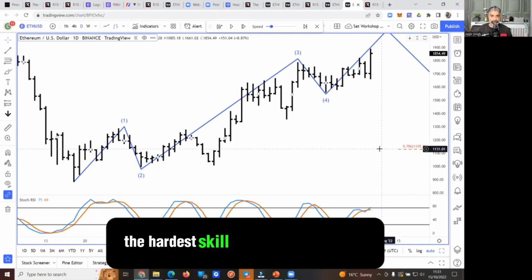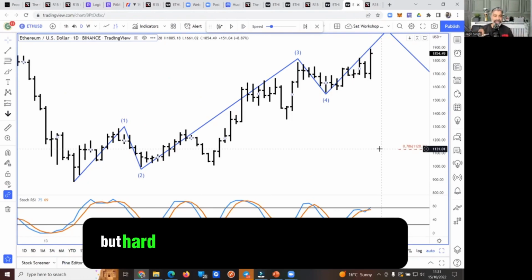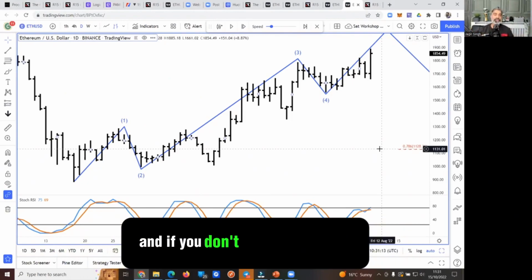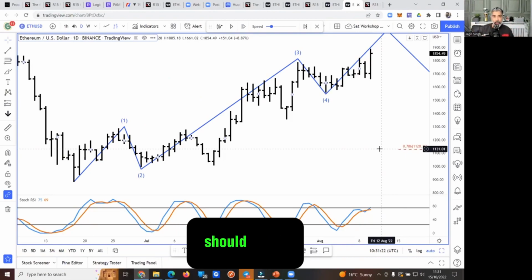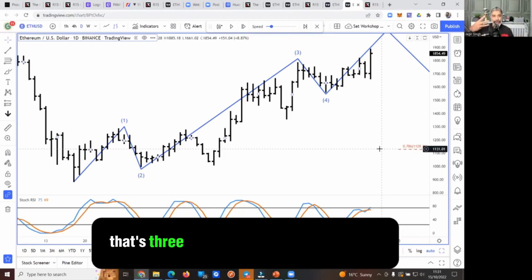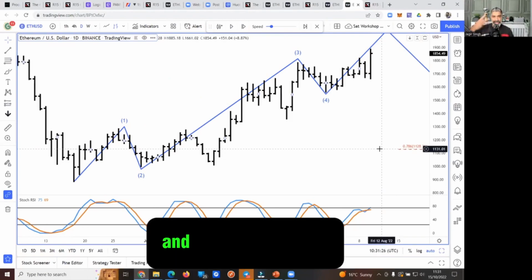The hardest skill is actually easy to do, but hard to execute because of human emotions. And if you don't have a trade plan and you're not exercising a trade plan, then this is almost impossible to do because of your emotions. Should I sell? Should I hold? Should I buy more? That's 3 questions on the same position. And I get that all the time.